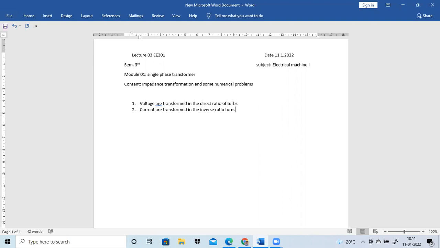So just tell me, current is transformed in the reverse ratio of the turns. That means I2 dash equals I2 into 1 by K. You may put the value of K, that means N1 by N2. So if you simplify this equation, you will get I2 dash equals I2 into N2 by N1. You have to keep in mind all these equations for solving numericals.